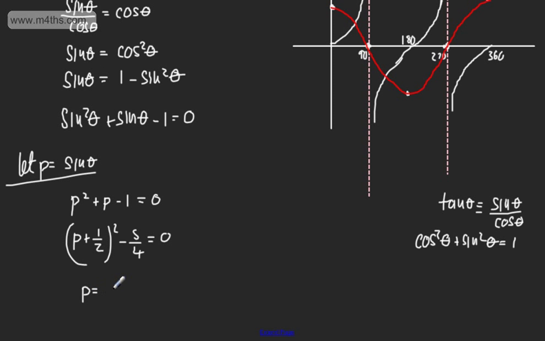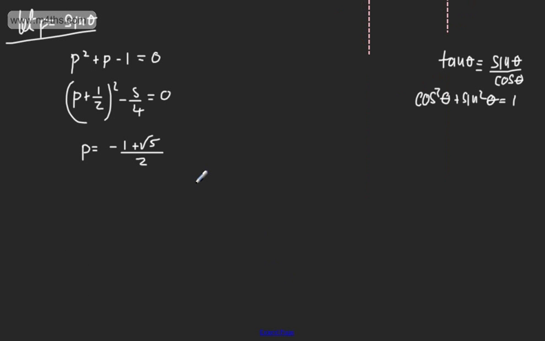So p is going to be equal to minus 1 plus or minus the root of 5 over 2. Okay, so this now is just solving. Again, you can use a calculator to solve that. Just looking ahead, that's what we're going to have. So we can say now that sine theta is equal to minus 1 plus or minus root 5 over 2.